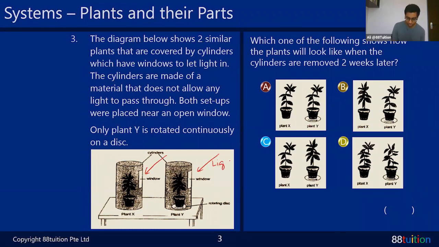They absorb the light. However, the plant Y is rotating. Means it's turning. That means the window will keep moving. So the light is going to come from here. The light is going to come from here after one. Okay.